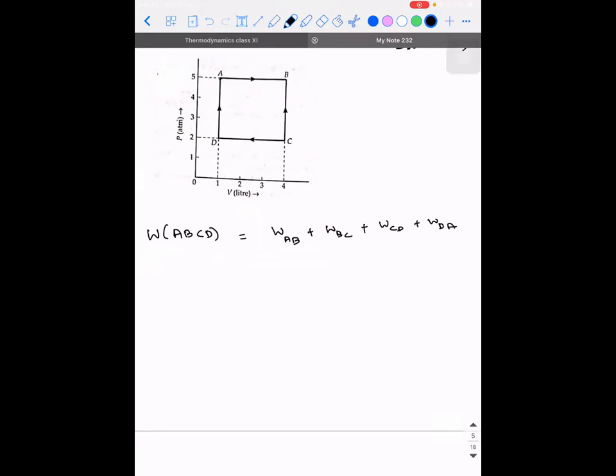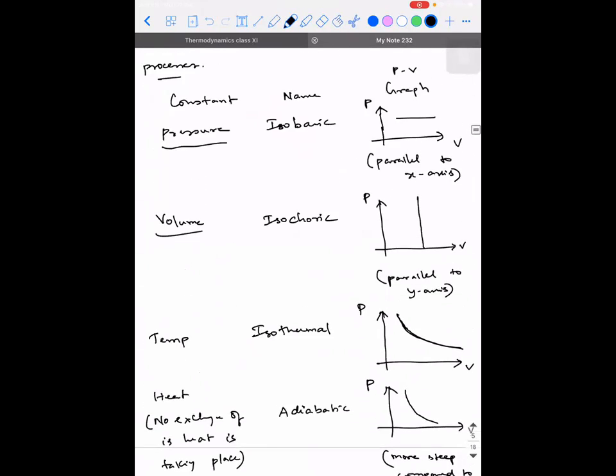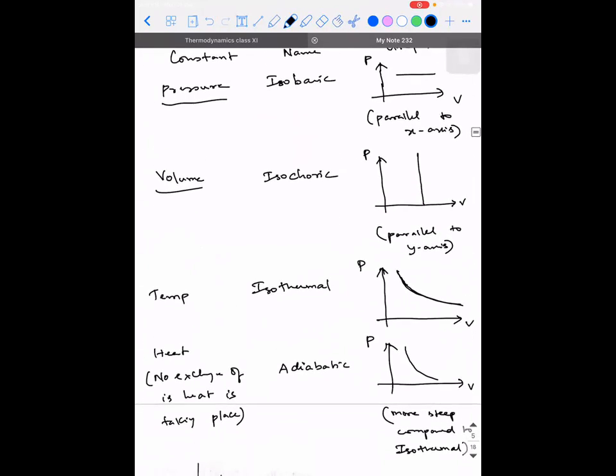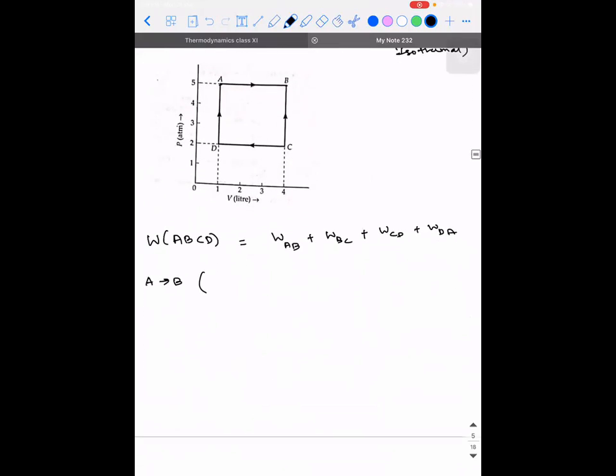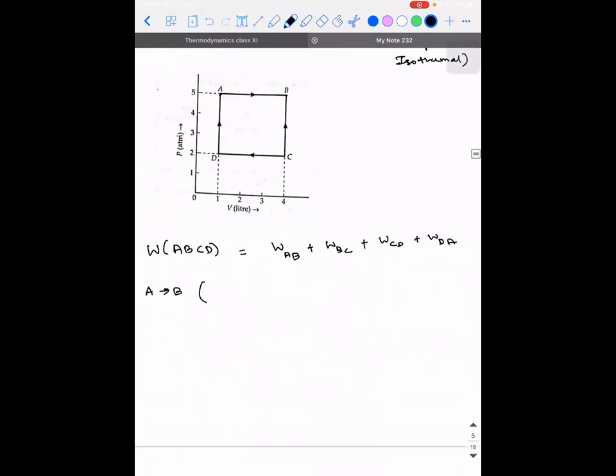So what is the work done from A to B? What kind of a thermodynamic process is this? I've given you the graph. You would have already written your notes, no? Work done from A to B is what kind of a process? Isobaric. Is it expansion or compression? Expansion. Isobaric expansion. So isobaric means constant pressure.